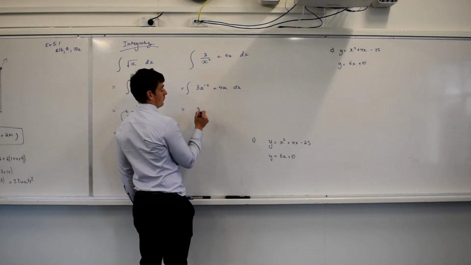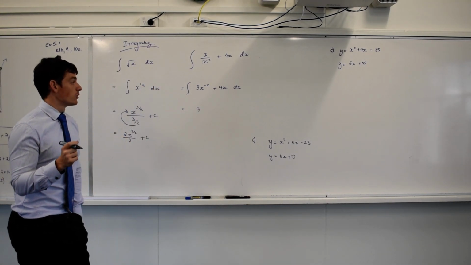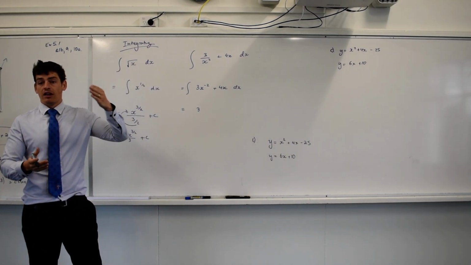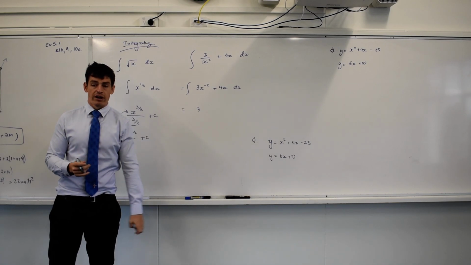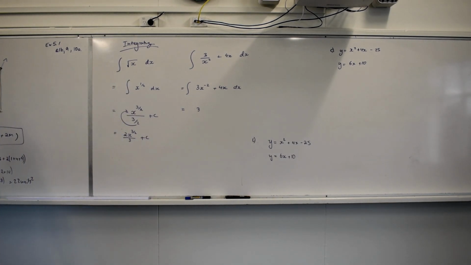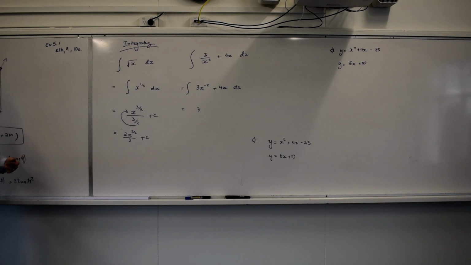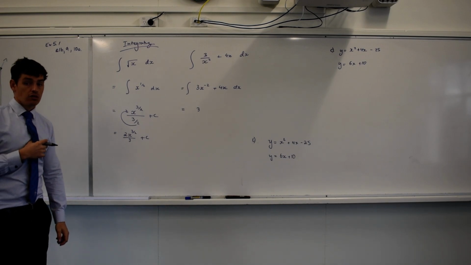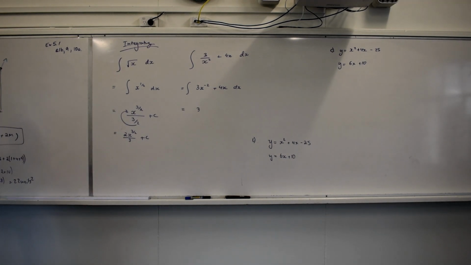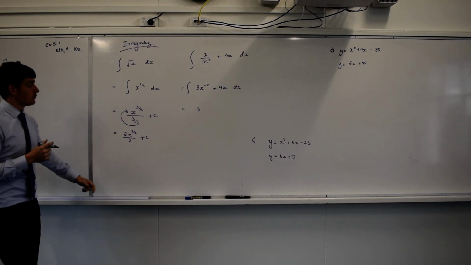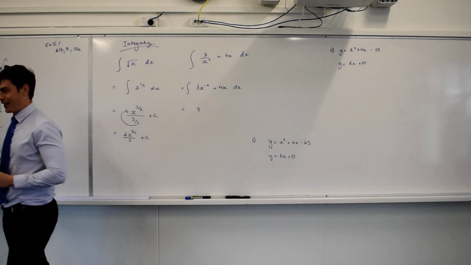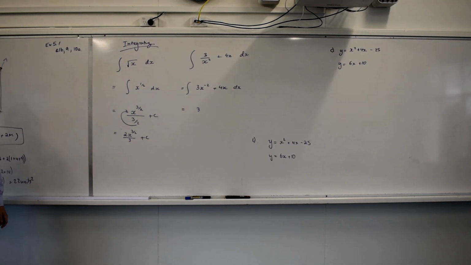Wait, so the plus 4x isn't the C value? No. So we just integrate the same way we derive. Every new term we integrate separately. So if we were deriving 6x squared plus 4x, we'd derive the 6x squared, which becomes 12x, and then we derive the 4x separately, which will become 4. Cool? Isn't there something we should put on the other side of the equal sign? Yeah, you should, but just for now, I'm just trying to get the process. That's good though, you're right, there should be something there.